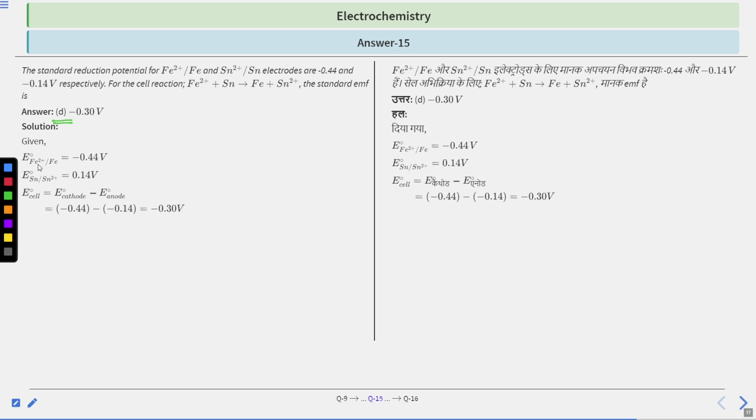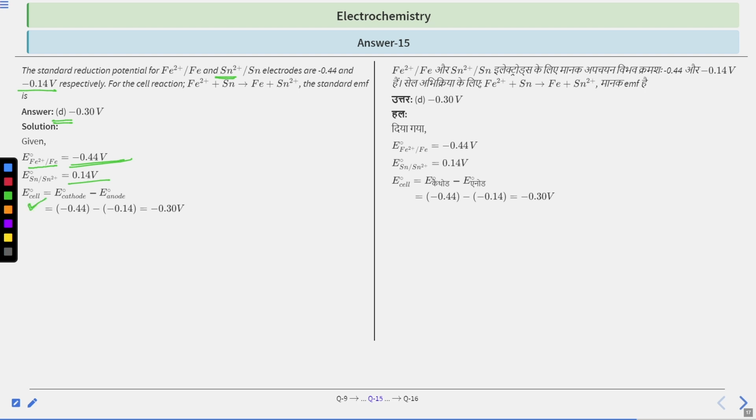So it is given that E0, the standard reduction potential for Fe2+ to Fe, will be equal to -0.44, right? And E0 for Sn to Sn2+ will be +0.14, because we have been given the standard reduction potential for Sn2+ to Sn, because reduction is happening in this way, right? Sn is going from 2+ to 0. So it will be -0.14. So if we reverse this, E0 for Sn to Sn2+ will be positive 0.14 volt, right?